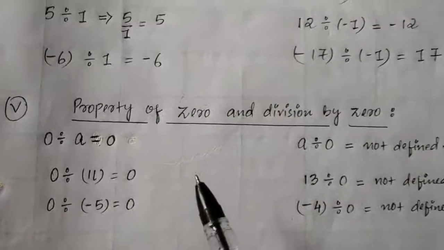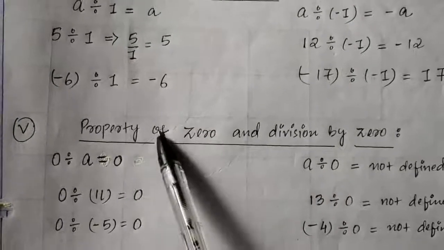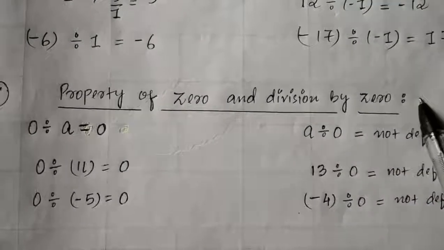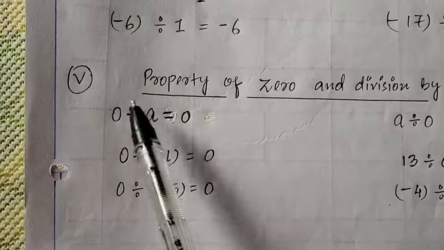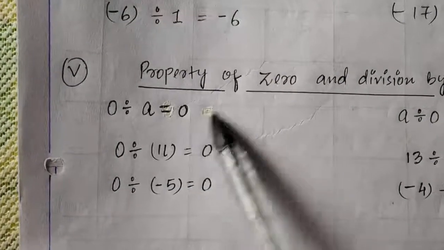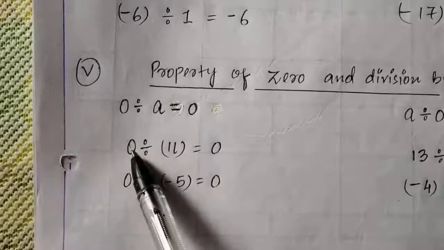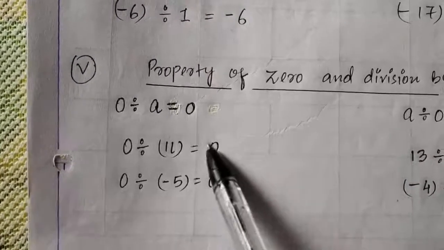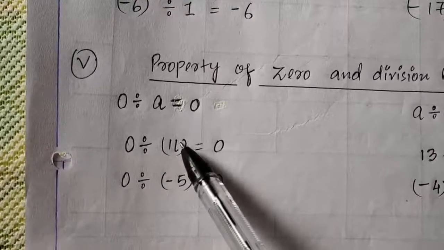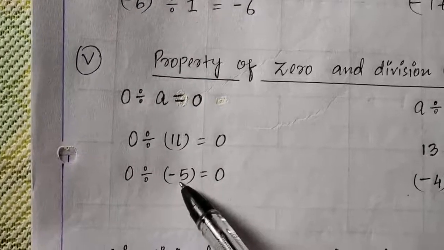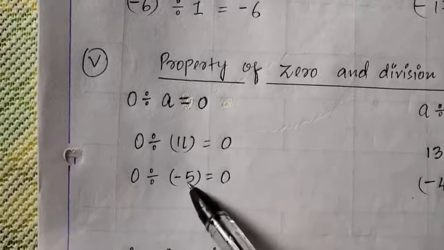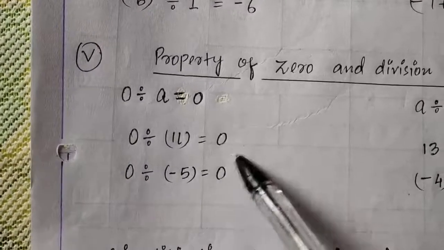The last property of division is the property of 0 and the division of any integer by 0. In the case of the property of 0, 0 divided by any integer gives you 0. That is, if 0 is divided by 11, we get 0. 0 divided by -5, we get 0. So whether you take a positive integer or a negative integer, if 0 is divided by any integer, the quotient will always be 0.